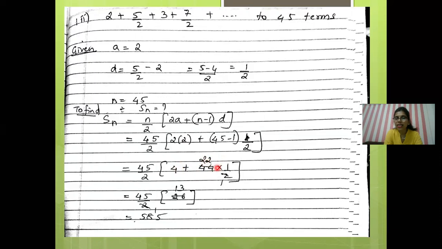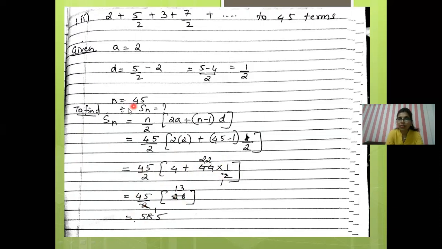Then you carry out this addition because you have to solve this bracket. So 22 plus 4 is 26. Then you divide this 26 by 2, you get the value as 13. Then 13 into 45, you get the value as 585. So that is the value for Sn. So you have to write the answer: Sn is equal to 585.